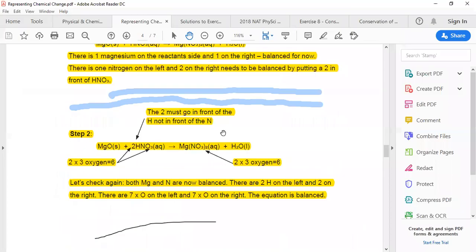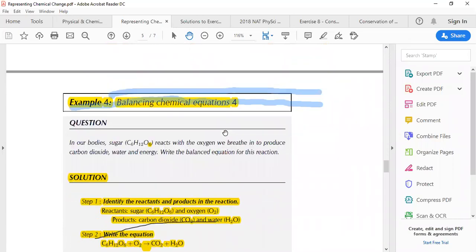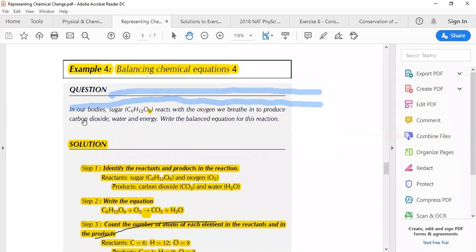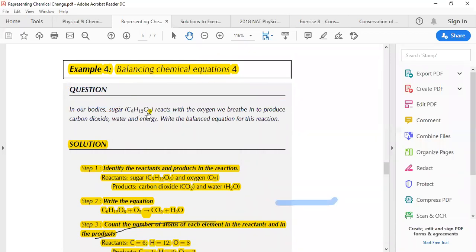We move on to the next part, another example again, balancing chemical equations. In our bodies, sugar, which is C6H12O6, reacts with oxygen we breathe in to produce carbon dioxide, water, and energy. Write the balanced equation for this reaction.